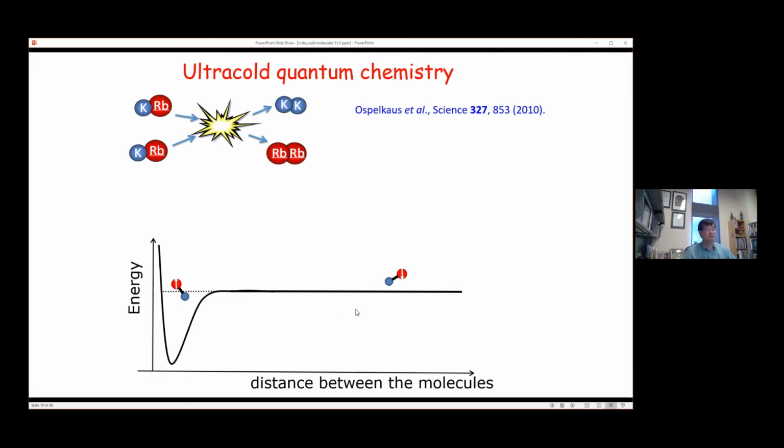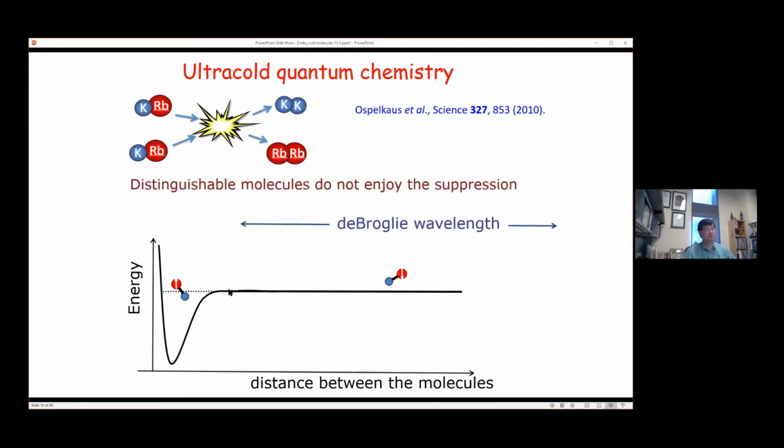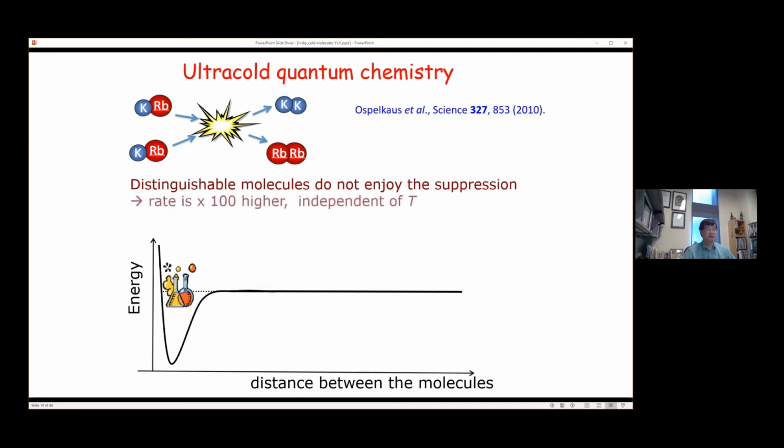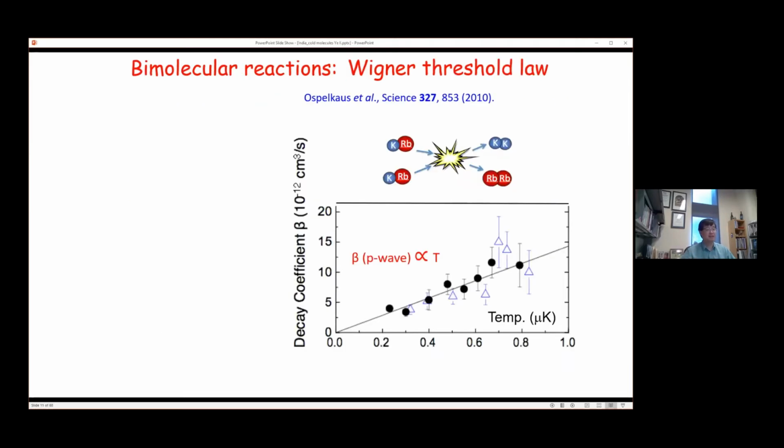In this case, you can see there's no barrier and the molecules will just come through, covered by the de Broglie wavelength. They will just come through and they do not enjoy the suppression. And so this is all very interesting physics that I'm describing in very simple terms. And experimentally, that's what we observe. And indeed, that's the case.